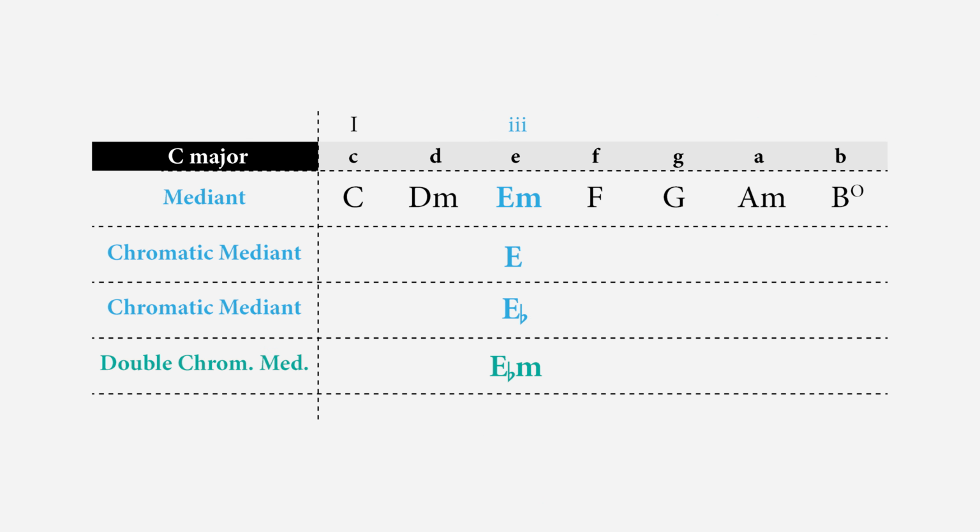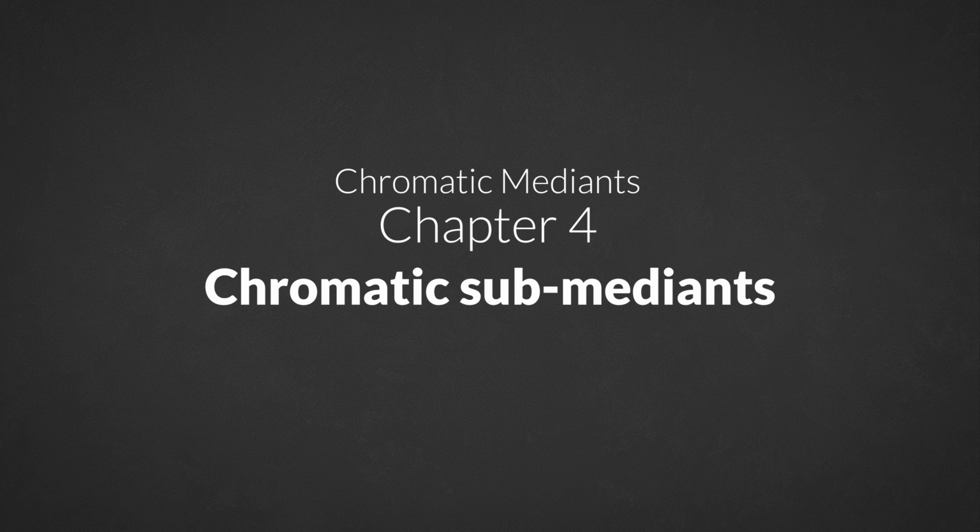Just so that you know. So looking at the overview of all the mediants and chromatic mediants in the C major key, we'll find one diatonic mediant, which is the E minor chord, two chromatic mediants, the E major and the E flat major chord, and one double chromatic mediant, which is the E flat minor chord. And I would say that the chromatic mediants are the ones that sound best and most cinematic. And later on, you will see that these are the chords that are used in pop and rock too.